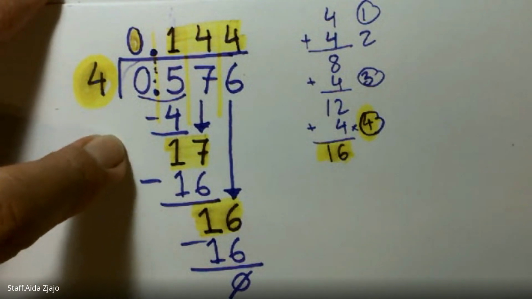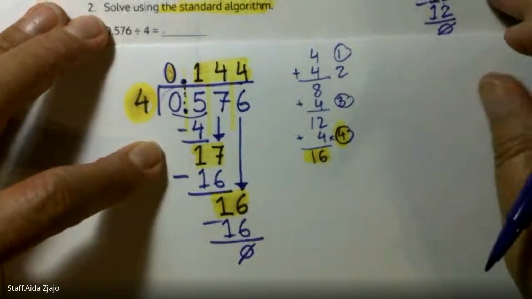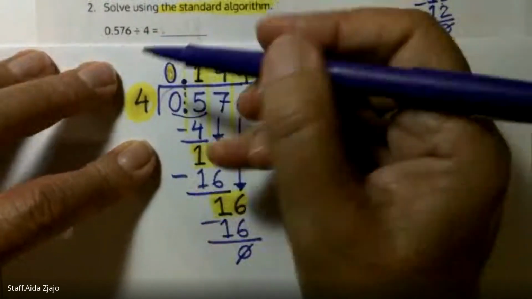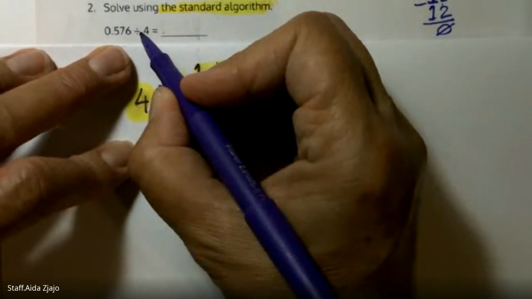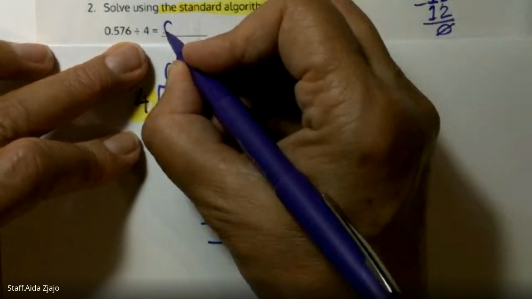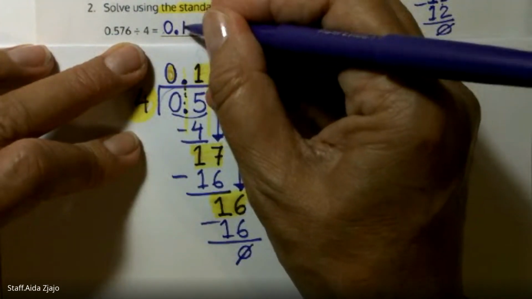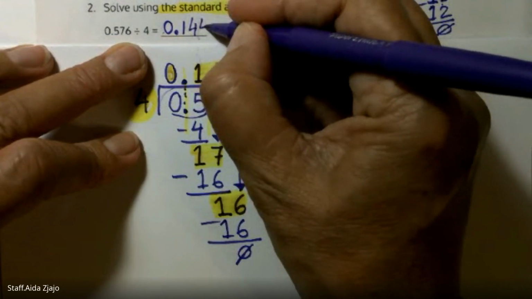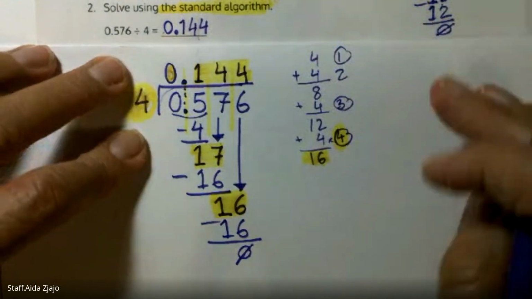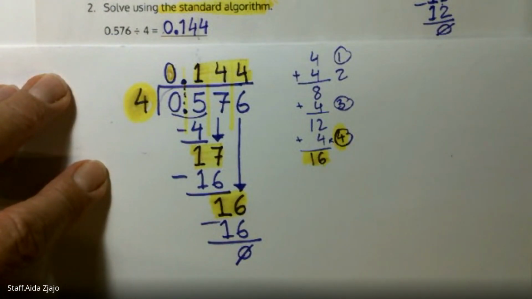So let's go and make it smaller. All right. So now I need to go and write it down. 0 and 576 thousandths divided by 4 is 0 and 144 thousandths. And we used the standard algorithm to solve the problem.